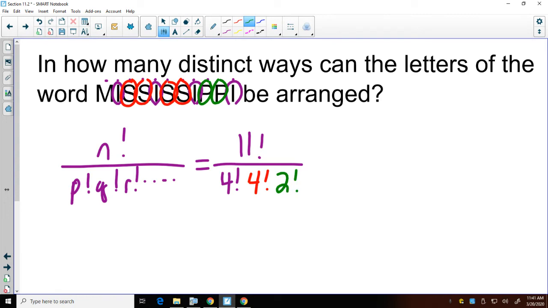So running this fraction in our calculator is going to tell us the distinct ways that we can rearrange this, because order matters, taking duplicates into consideration. So all we're going to do is go to our calculator, put this fraction in, and let the calculator do the dirty work.